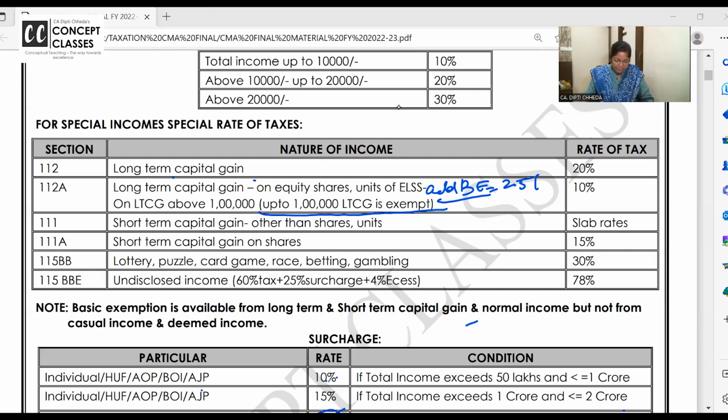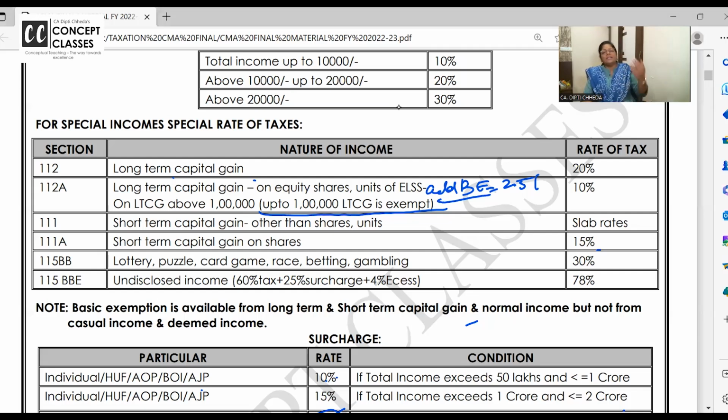All clear? Additional basic exemption, that is 2.5 lakh, you will get. But additional on long-term capital gain on listed shares, 112A, how much you are getting? 1 lakh. Okay. Short-term capital gain on shares is 15%.